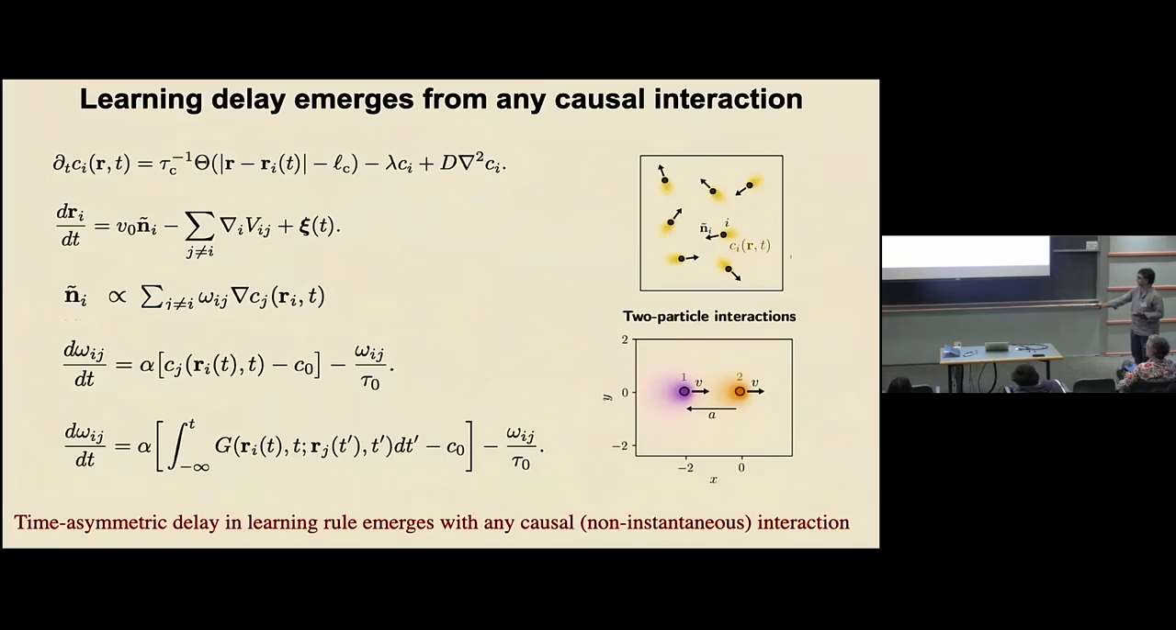Time-asymmetric delay in the learning rule emerges with any causal non-instantaneous interaction, which means that at least in principle, this happens all the time in nature, potentially. How big the effect is will depend on how fast you move relative to other time scales. And we did a bit more analysis for this system.